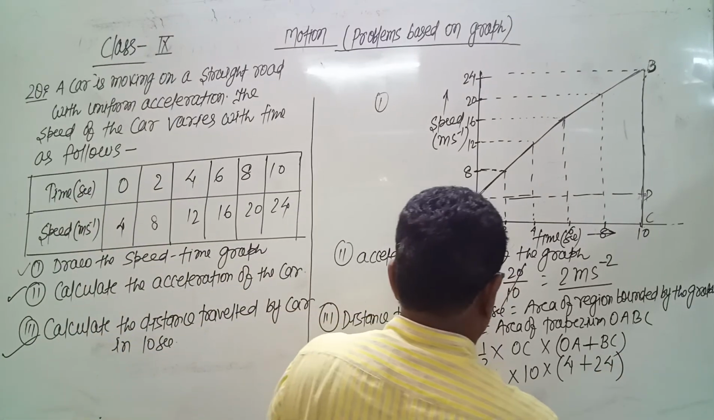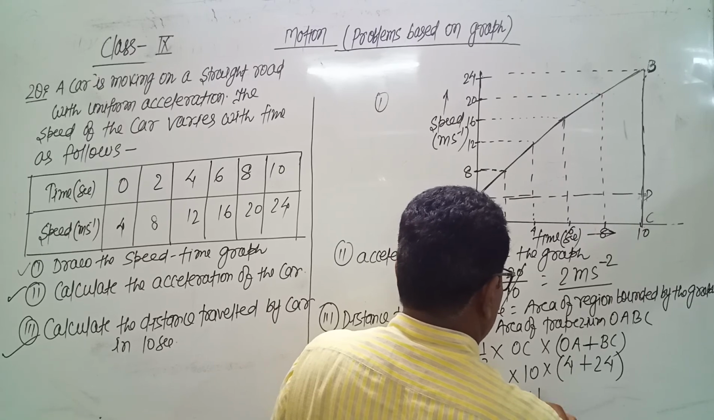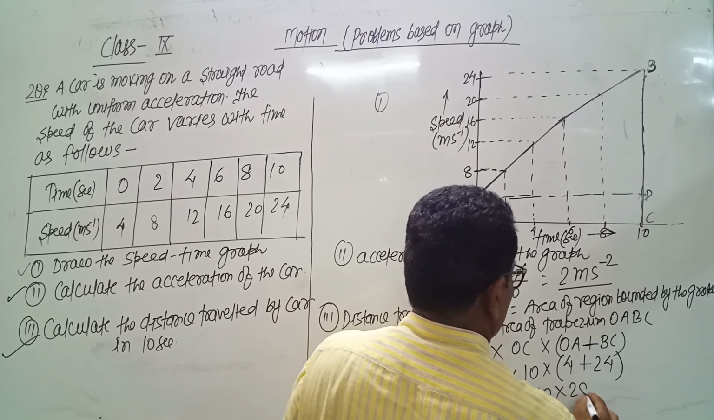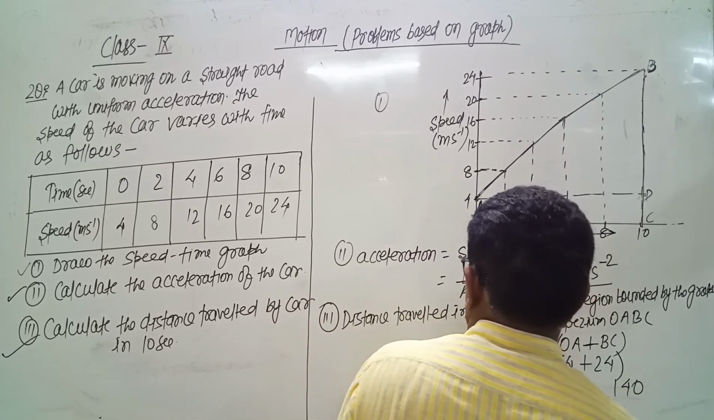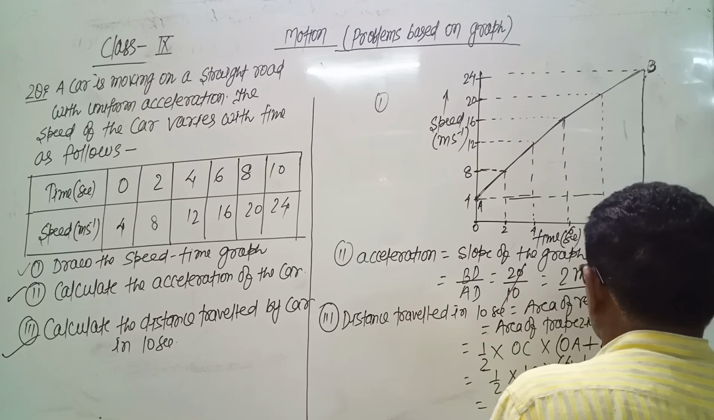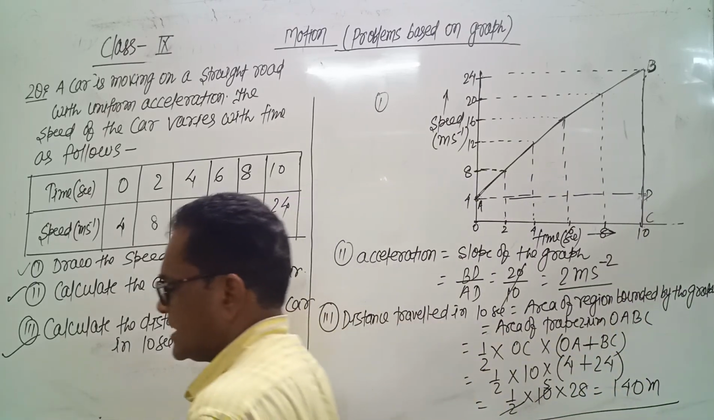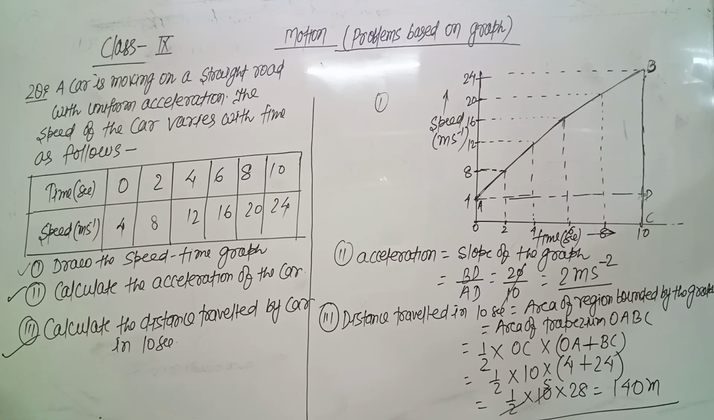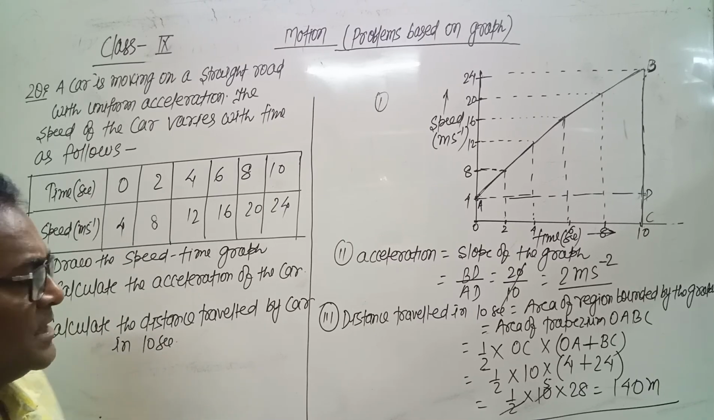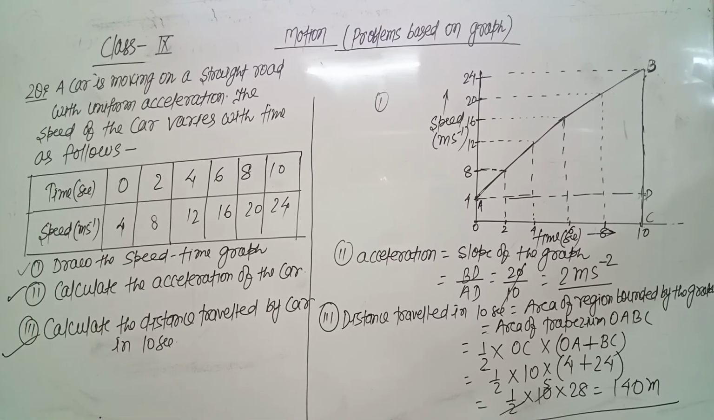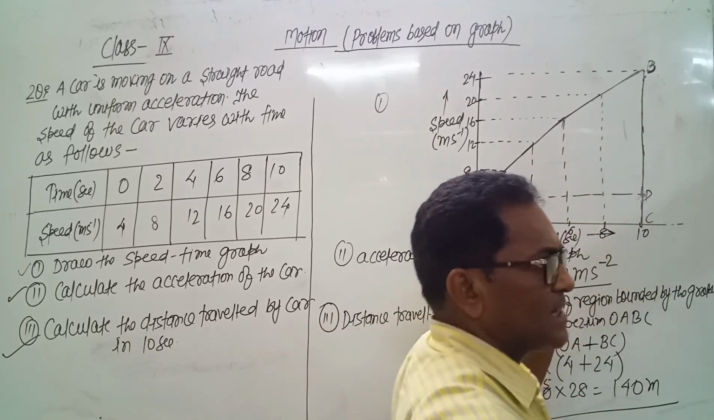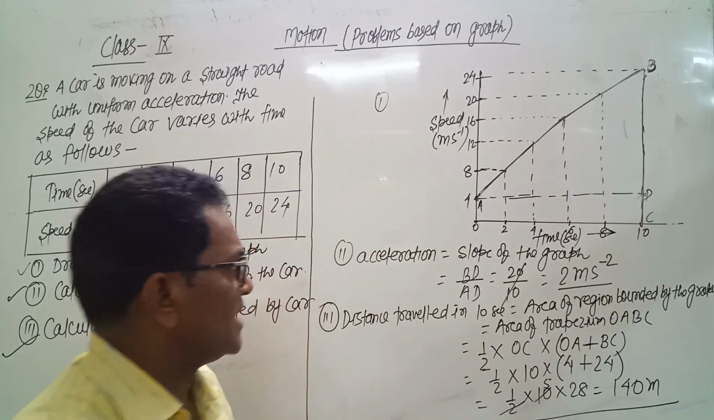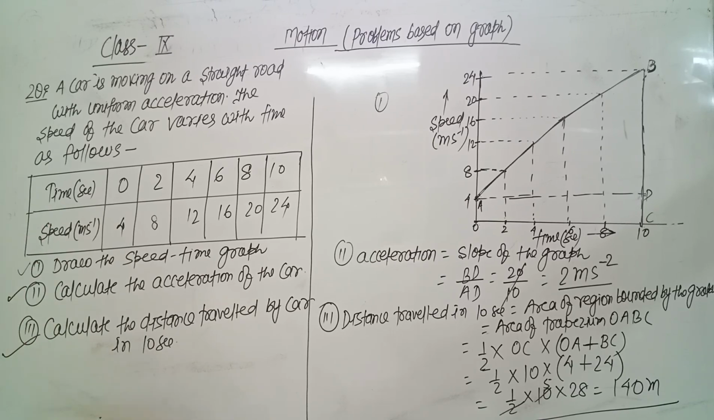So it comes to be half into 10 into 24 plus 4, 28, and 140 meter is the distance traveled by the car in 10 seconds. And distance traveled is found by area of the region under the graph, means area of trapezium OABC.